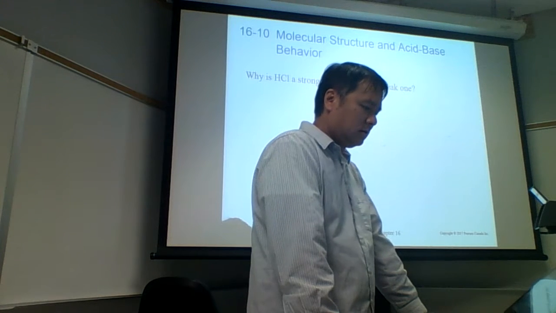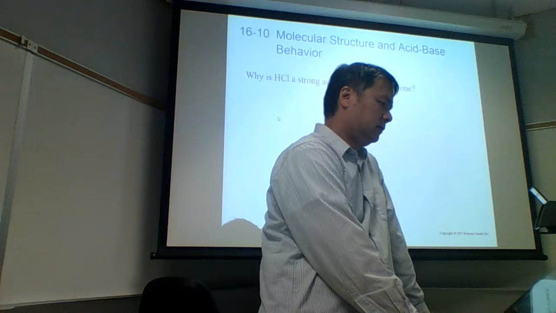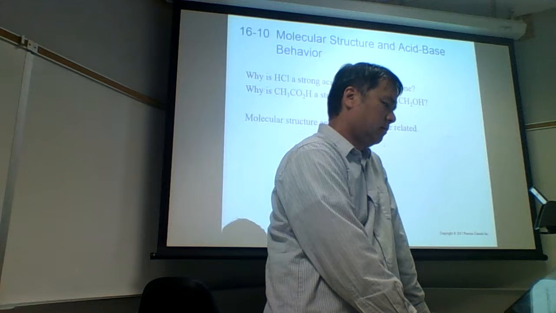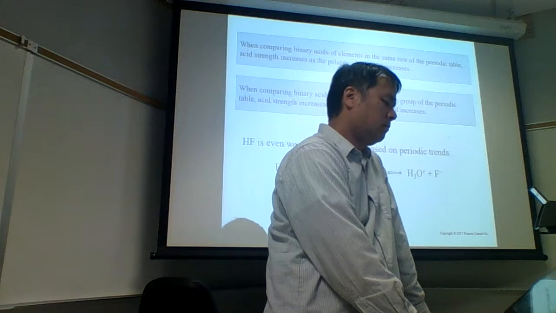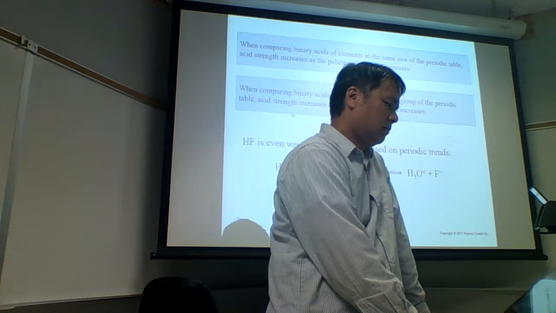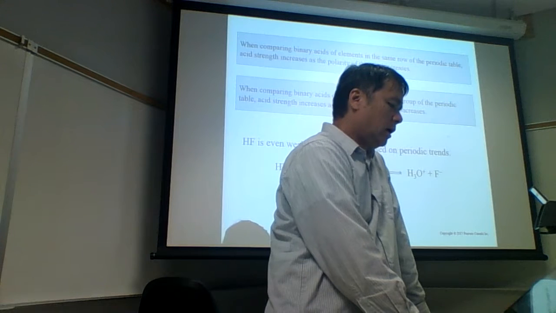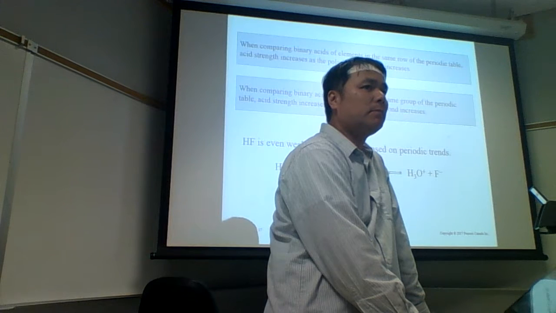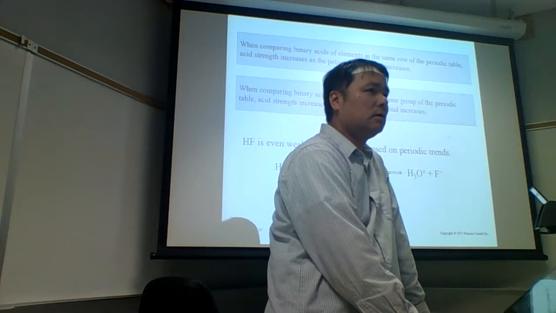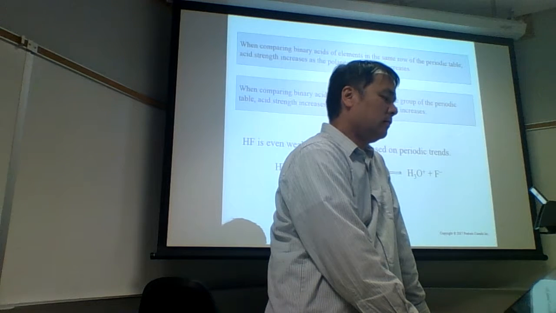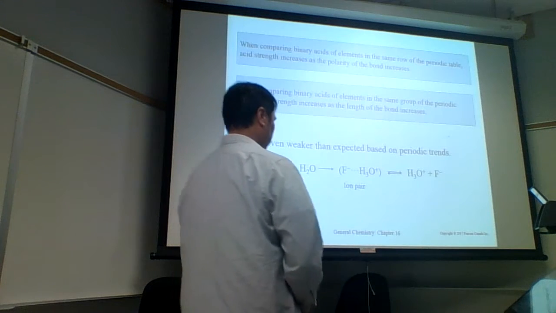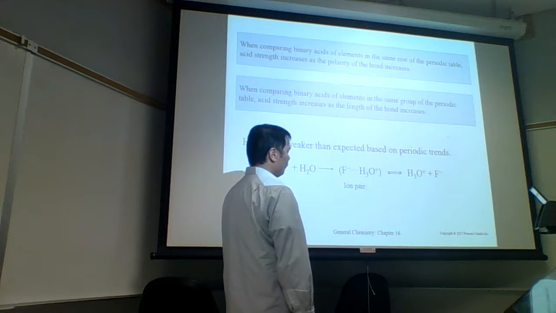We talked about how HF is weaker than HI because weaker bond strength means stronger acid. And then we talked a little bit about bond polarity. And because HF is more polar, it's stronger than HI. So there's conflicting trends. Bond strength predicts HCl to be the stronger acid. Bond polarity predicts HF to be the stronger acid. That's fine. Those would be the observed trends. However, HF is even weaker than expected. Because the distance between H and F is greater. Because fluoride.